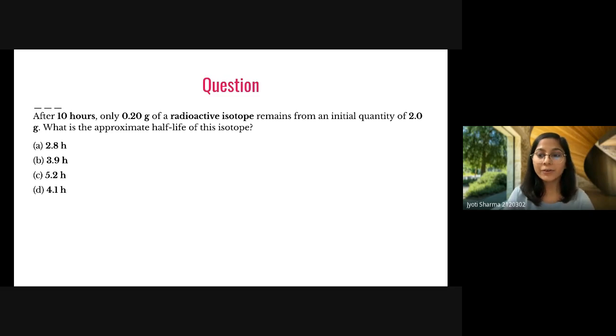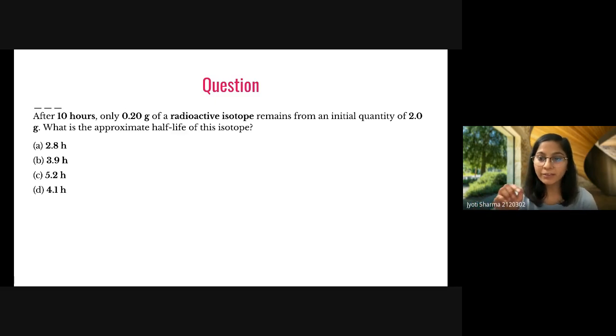Okay, again we have one numerical question, and this is: after 10 hours, only 0.20 gram of a radioactive isotope remains from an initial quantity of 2 gram. What is the approximate half-life of this isotope? So what they are saying is that initially we had 2 gram. But after time t, after 10 hours, the radioisotope has remained 0.2.